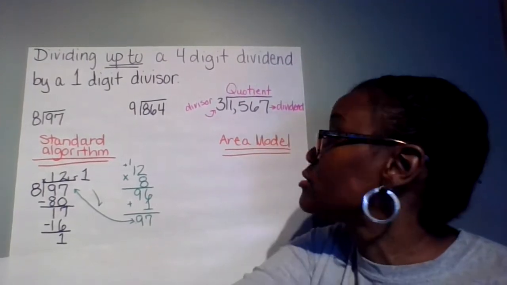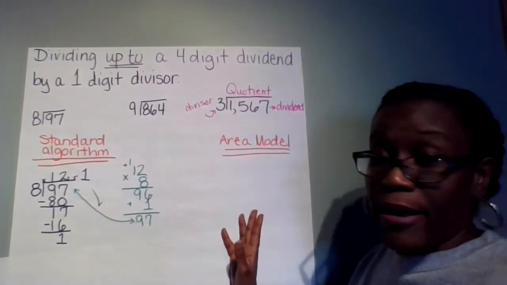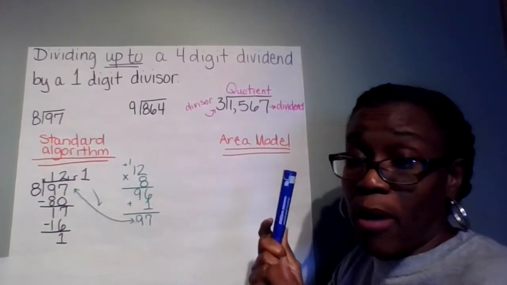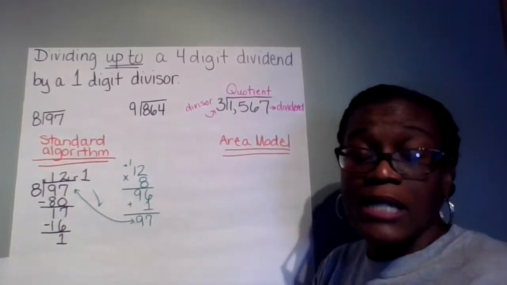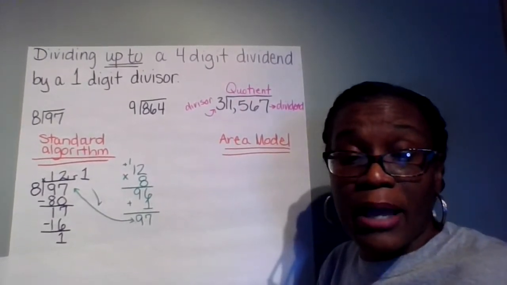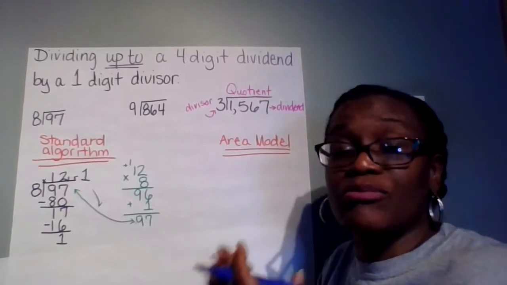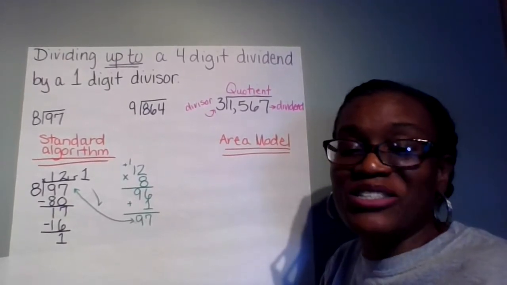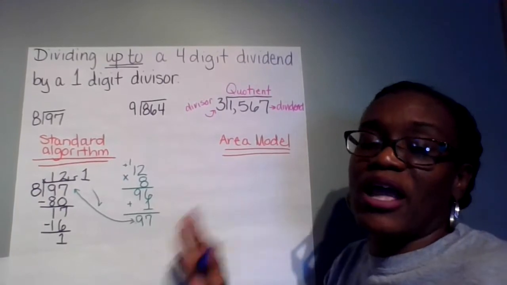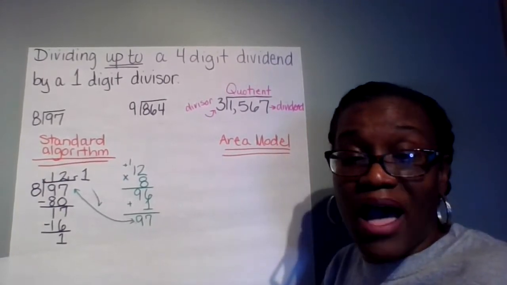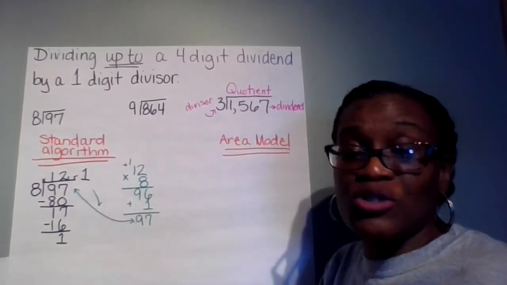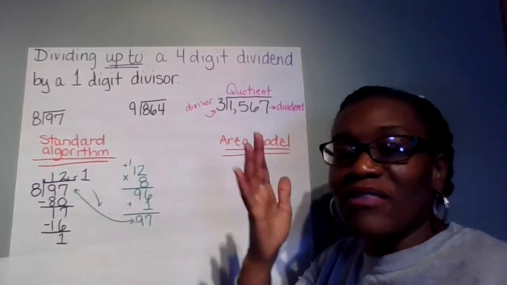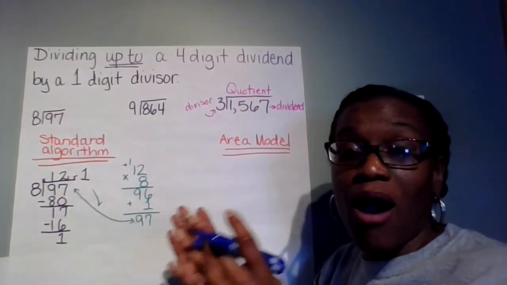So now, scholars, let's move on to our area model. And I'm going to use a blue marker to represent that. So just like if we were multiplying by using the area model strategy to multiply, we're going to use the area model strategy to divide. And the first thing that we need to do when using area model, that's correct, scholars, draw a rectangle.